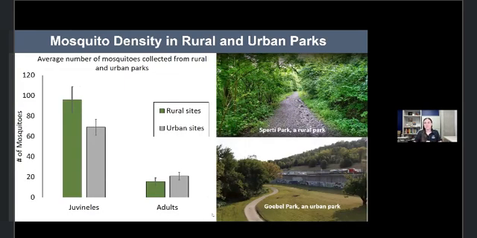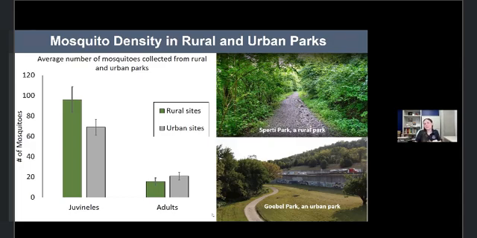So the results from this study, you could see on our x-axis, we have juveniles and adults. And then on our y-axis, we have the average number of mosquitoes we collected from our rural sites compared to our urban sites. And we found more larvae and pupae in our rural parks than we did in our urban parks, but we actually collected more adults in the urban parks than we did in the rural parks.